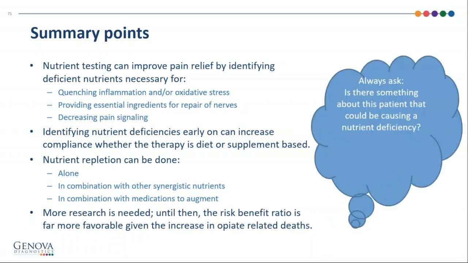So as my last shot, if you do nothing else, I want you to start thinking about two things. Always ask, is there something about this patient that could be causing a nutrient deficiency? And the other piece is, could repletion of that particular nutrient or another nutrient improve this patient's pain or tissue repair? And if you really wanted to know precisely and really personalize the care to the patient, then you may want to do something like a NutrEval.